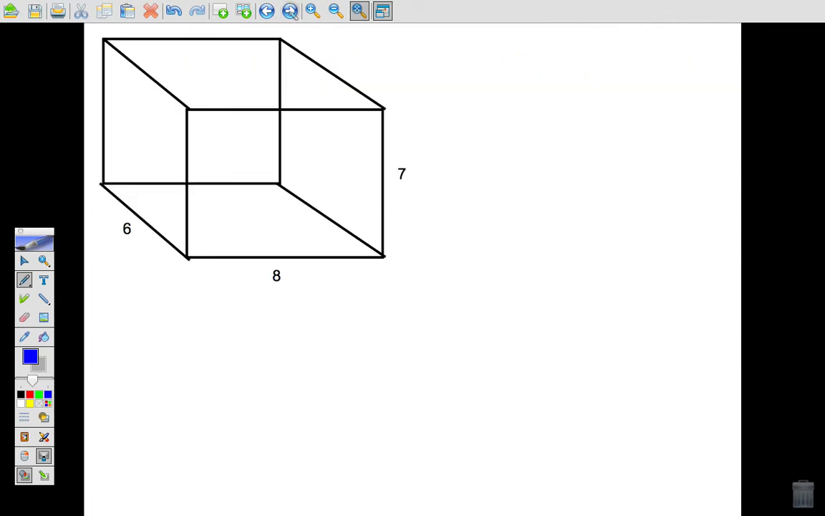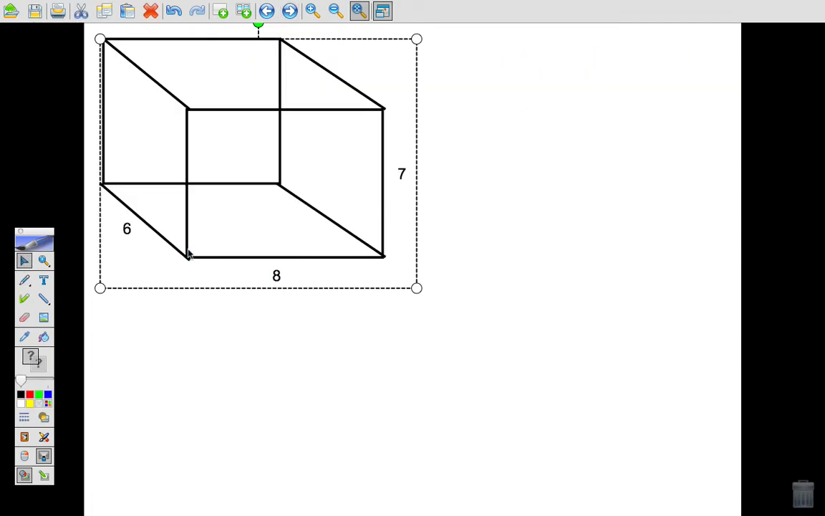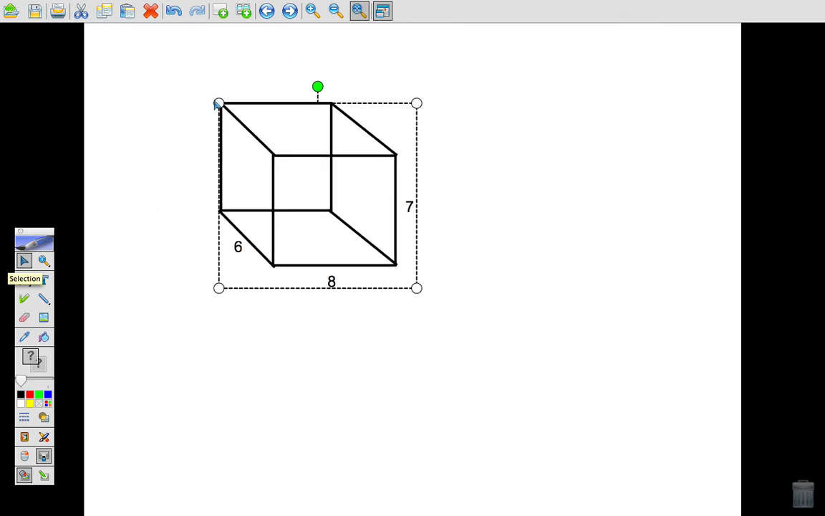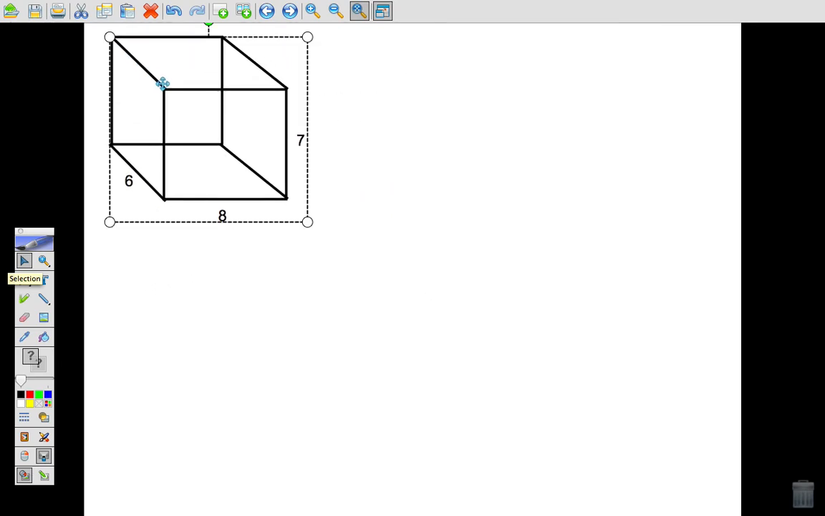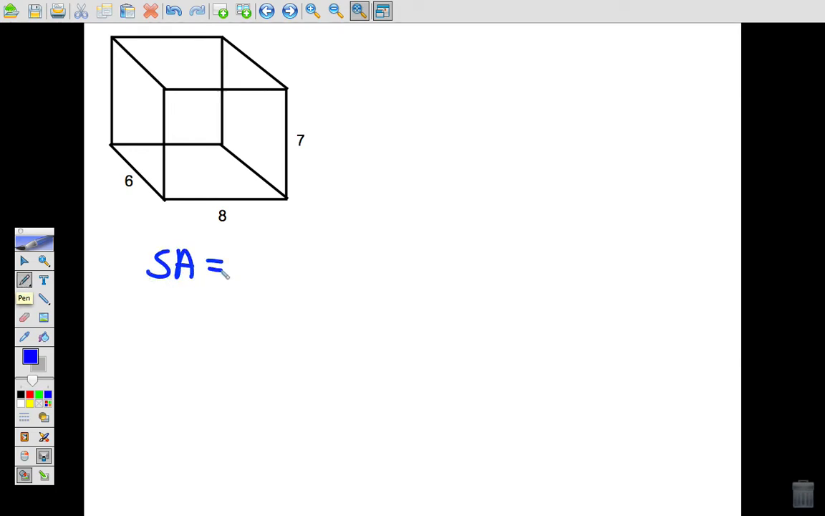Now let's go over an example of that. I've got a box-looking shape. I'm going to make this a little smaller so I have room, with the given dimensions. Now let's find the total surface area. I'm going to find the area of the top. The area of the top is 8 by 6, so 48. The bottom is the same area, 48. So now I've got the top and the bottom, don't I?